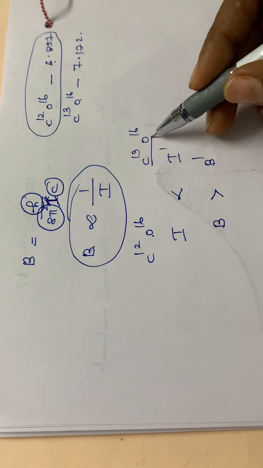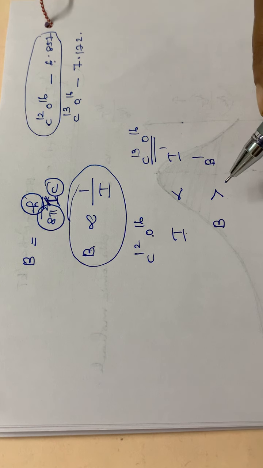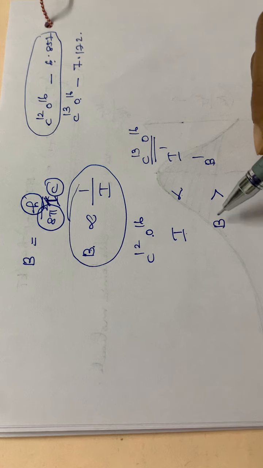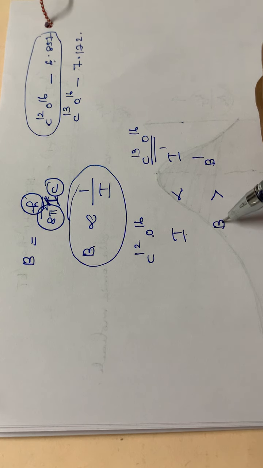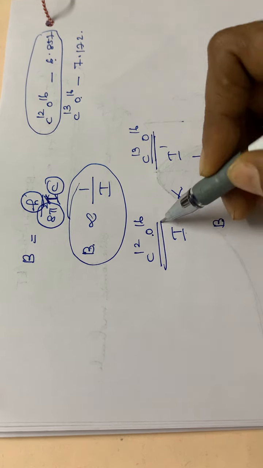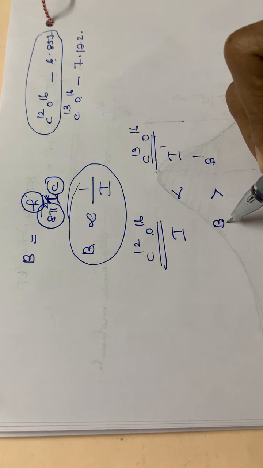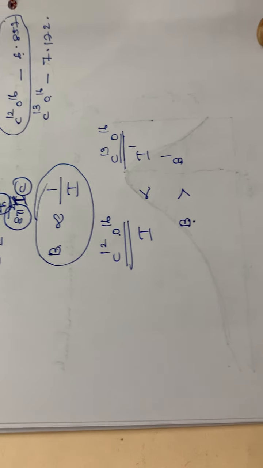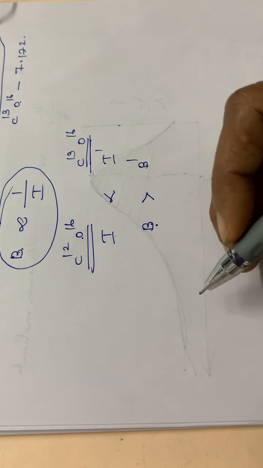For C13, let it be B dash. So for C12, this value will be greater. The rotational constant value will be greater. For C12, the rotational constant value will be greater than C13. So from that we can write the formula.